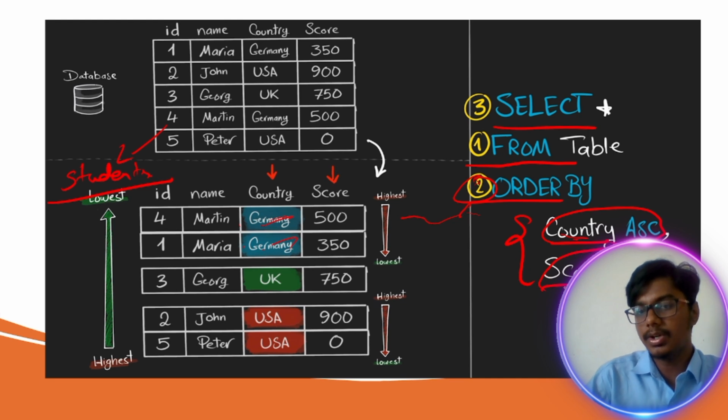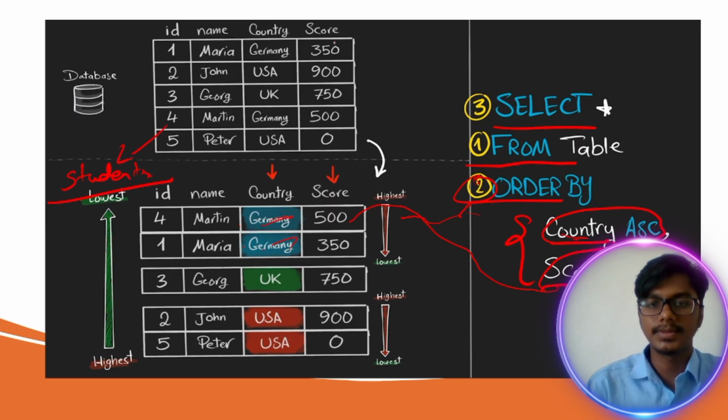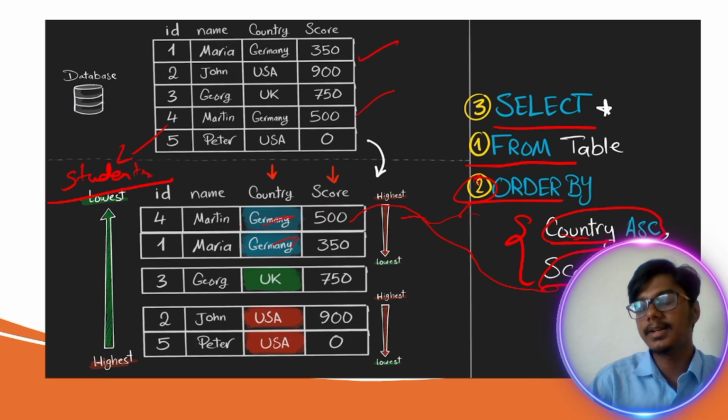The scores also come in here. Later we mentioned the scores. In Germany the scores are 500 and 350. Later we have to discuss highest to lowest. The command for the score is descending order, so we give 500 and then 350. Later it gets into the next country, another row called George.